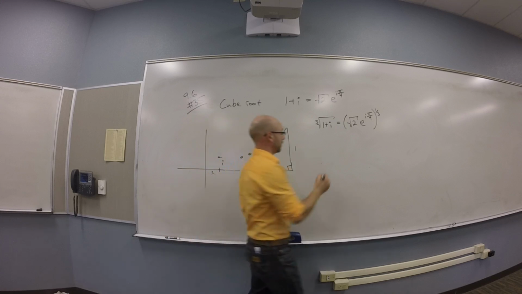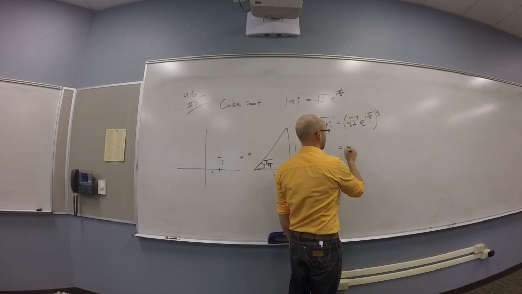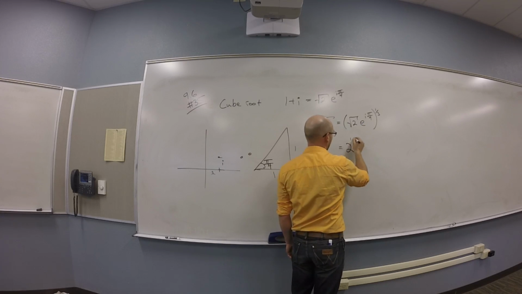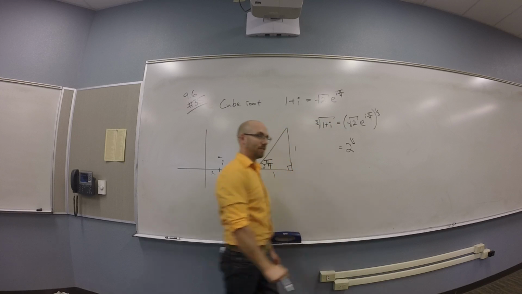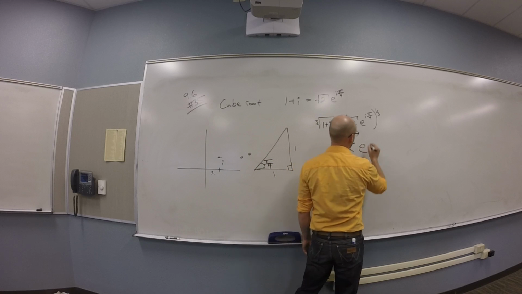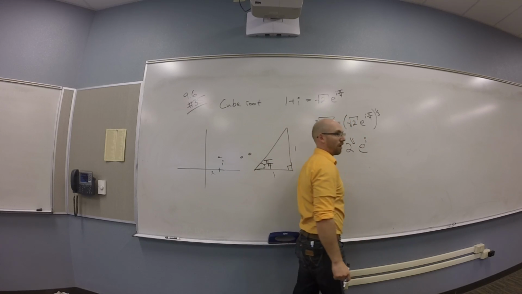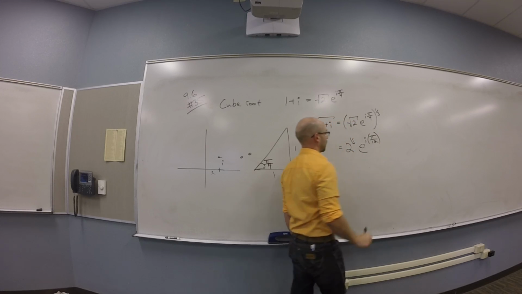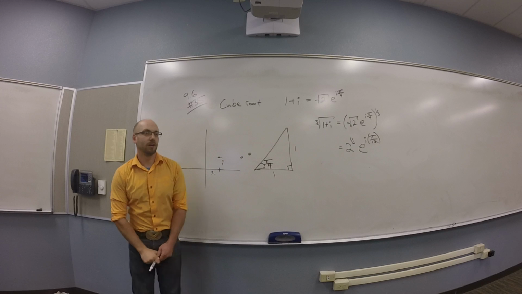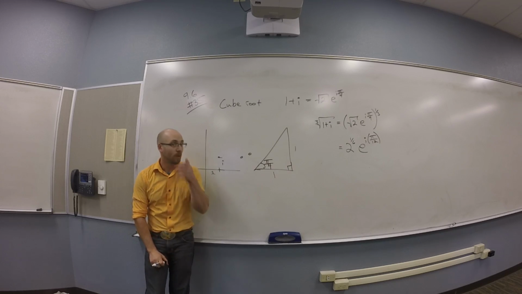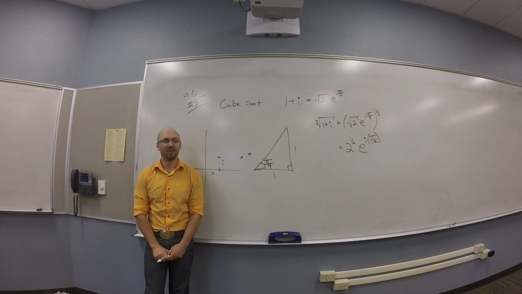Which should be the square root of 2 to the 1/3 power, which is like 2 to the 1/6 power. And then there's an e to the i pi over 12, which is 15 degrees, 45 divided by 3. Crazy, right? Okay, cool. That's one of them. Where are the other 2?